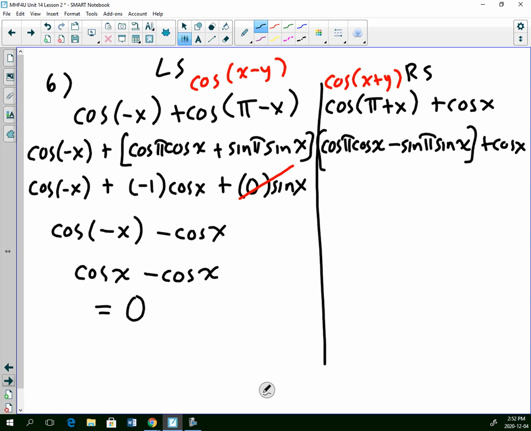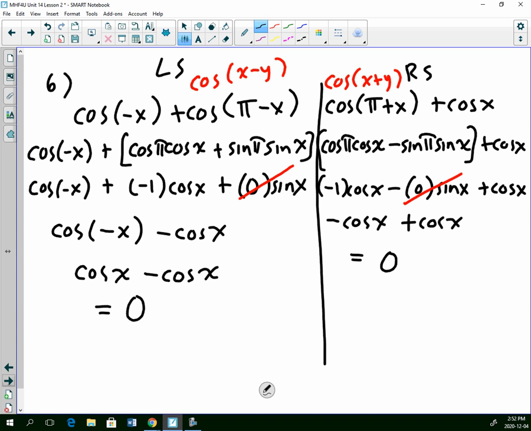So cosine of pi, we already agreed was -1. And sine of pi is 0. So then we have minus cos x, that's 0. And then plus cos x is 0. So we get left side equals right side.